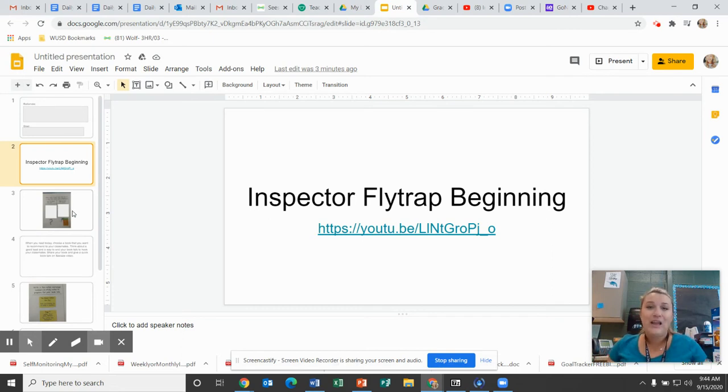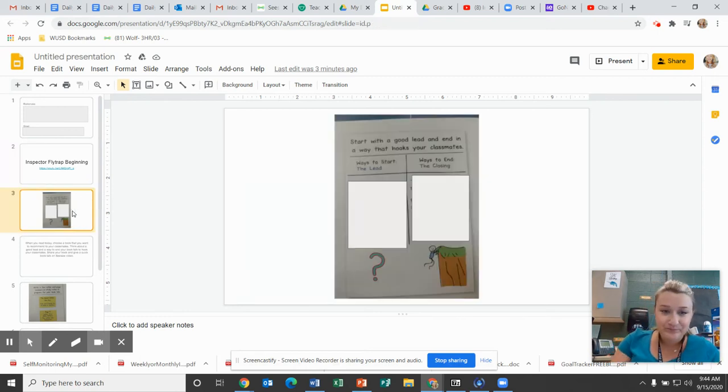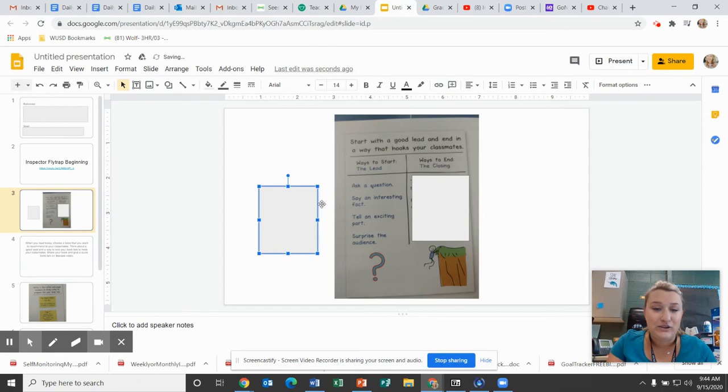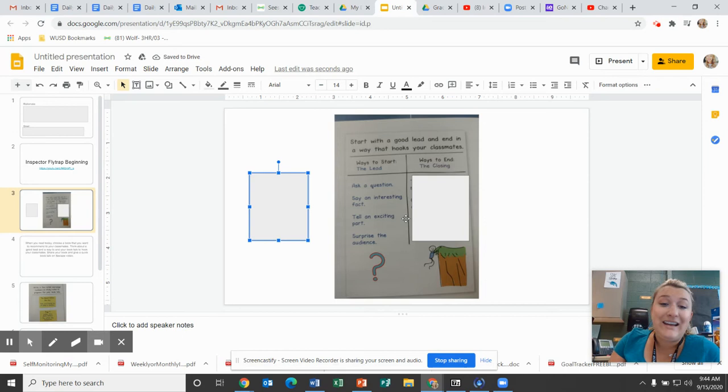We viewed this, and I told you my book talk, okay? What a book talk does, it makes your audience want to read the book. You're telling them about this book. You should be passionate, excited about this book, right? So when you're doing a book talk, you're going to start with a good lead and end in a way that hooks your classmates. So let's talk about just that lead. The lead is the beginning of the story. You can ask a question, say an interesting fact, tell an exciting part, or surprise the audience.